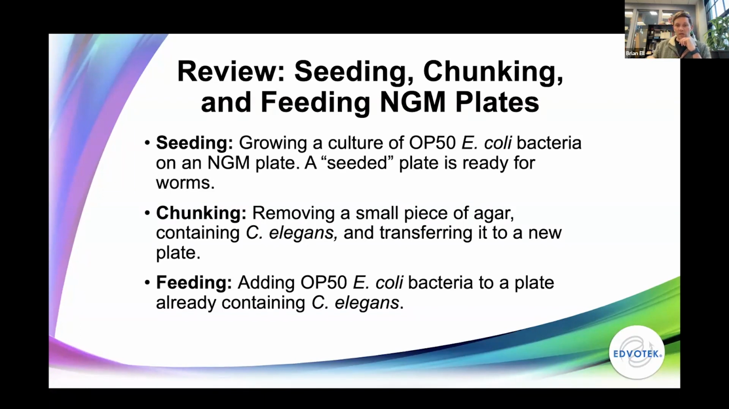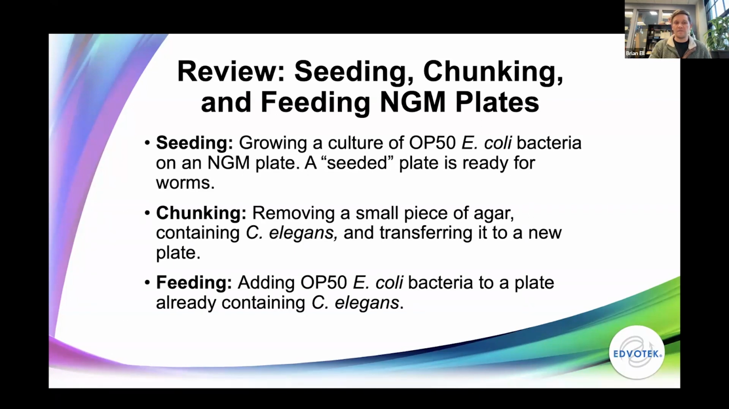Chunking refers to basically transferring a small chunk of agar from one plate onto another one. And this is what we're going to use to transfer worms to a new plate and basically expand out our population of C. elegans. So you can remove multiple chunks from a single source plate, and from a single plate, you can make a dozen or more new plates that have worms on them. The worms will crawl off that chunk, they repopulate the new plate, and that's how we expand out our cultures.